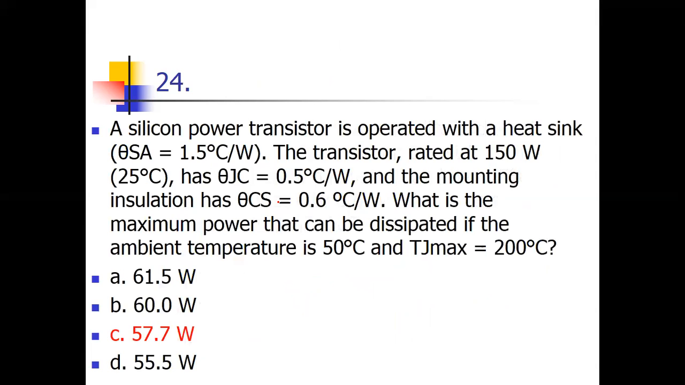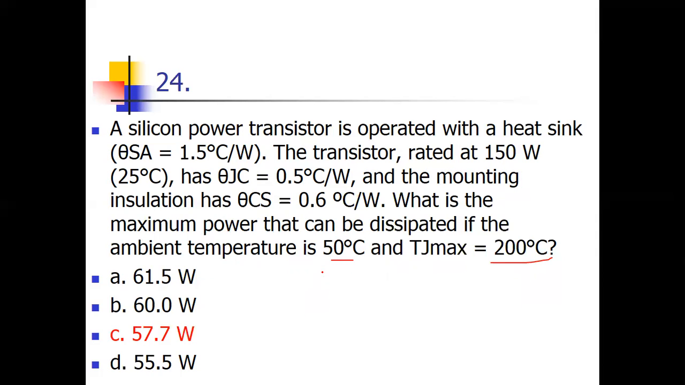Okay. Now a silicon power transistor is operated with a heat sink, theta SA 1.5 degree centigrade per watt, the transistor rated 150 watt, theta JC, and the mounting insulation, all parameters are given. What is the maximum power that can be dissipated if the ambient temperature is 50 and the junction temperature is 200?